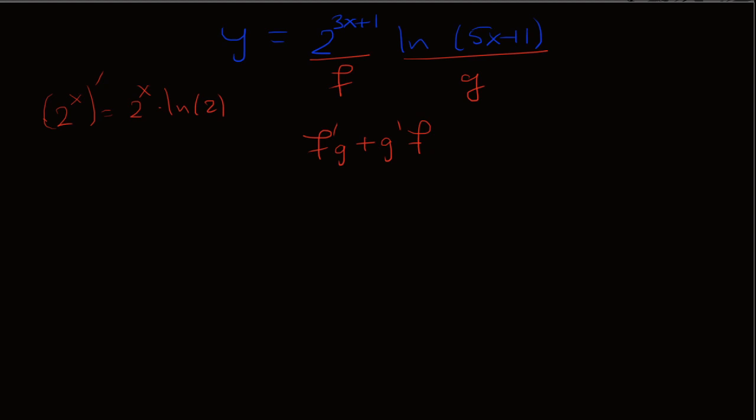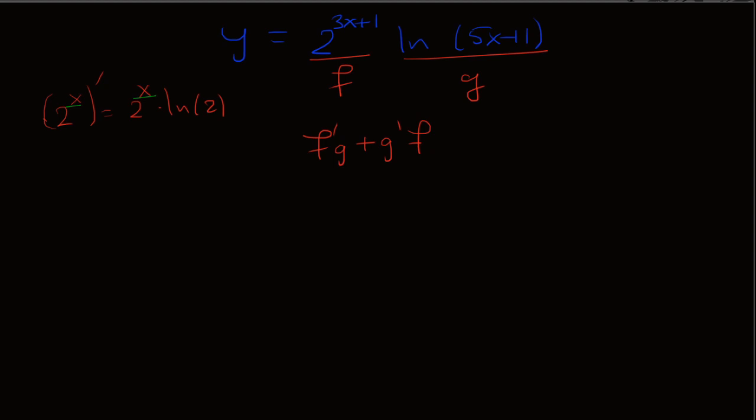Now if we introduce 3x plus 1, that means we have to apply the chain rule, since 3x plus 1 is not equal to x. So for every x in this here, we're going to replace it with 3x plus 1, and then we're going to have to multiply by the derivative of that exponent.